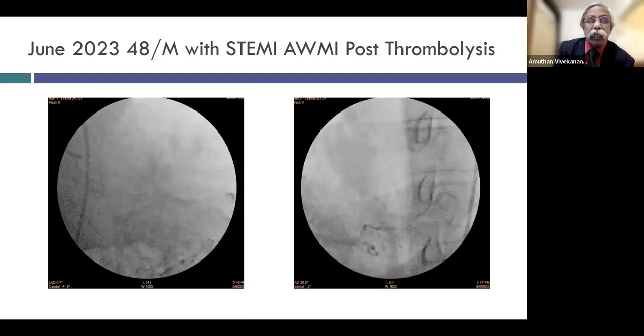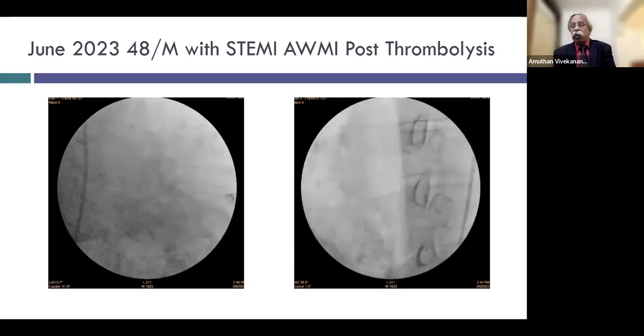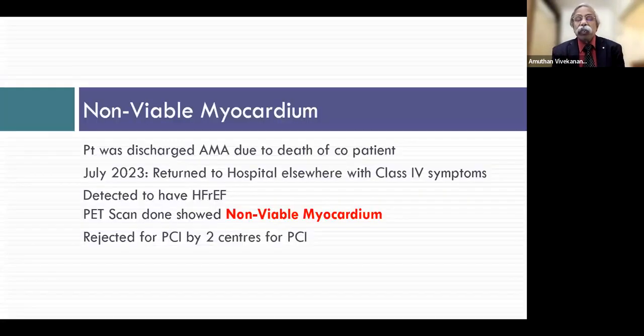Because of the death of a co-patient in the bed adjoining to him, the patient ran away from the hospital. He was discharged against medical advice. And in July, he returned to the hospital with class 4 symptoms, detected to have heart failure with reduced ejection fraction. PET scan done showed non-viable myocardium. He was rejected for PCI by 2 centers. Now, I will just show you this case.